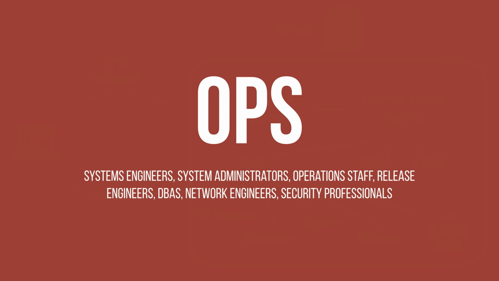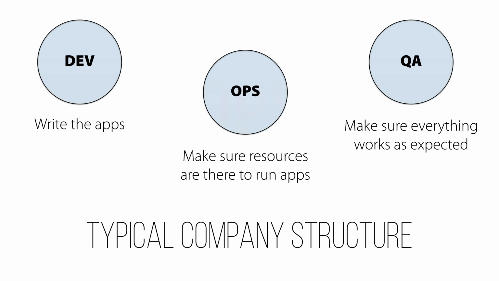And Ops is traditionally staffed by people who are systems engineers, systems administrators, operations staff, release engineers, database administrators, network engineers, security professionals. And Ops is one of three organizations that you would see in a traditional company structure for a company that's producing software. So there would be Dev, and Dev are the people who write the apps. And there would be Ops, and those are the people who make sure that the resources are there to run the apps and keep them running.